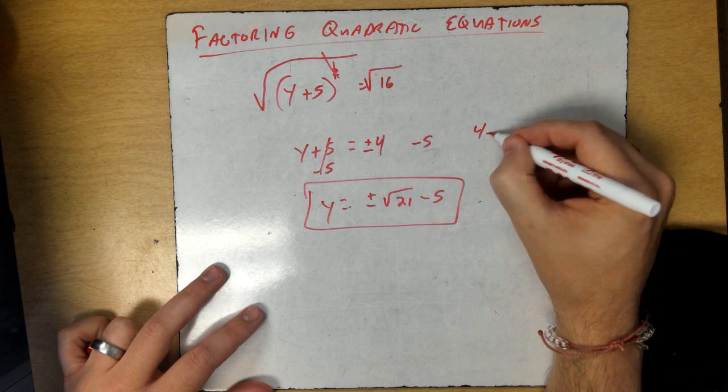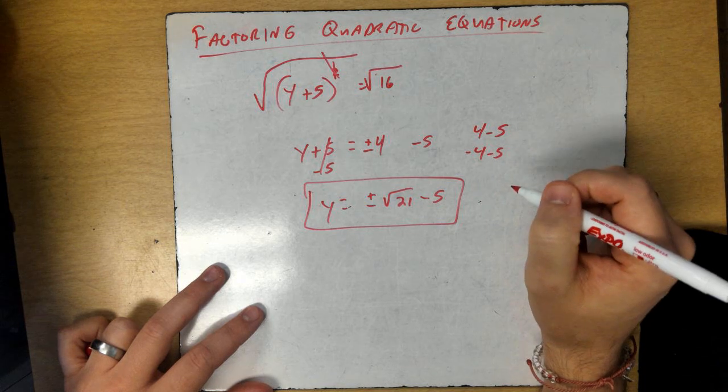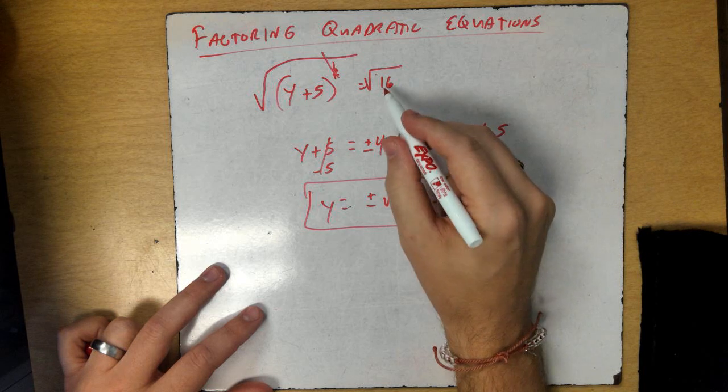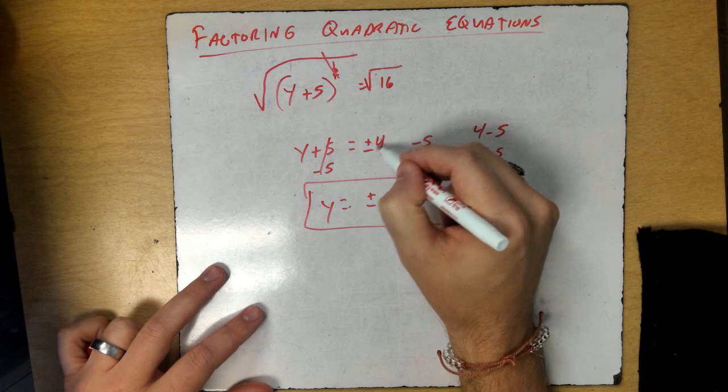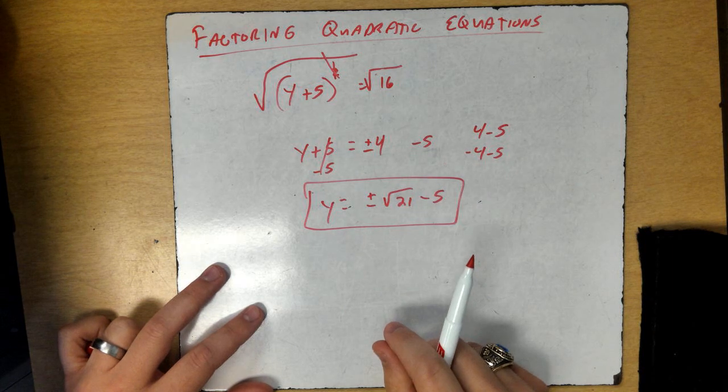You have to do a positive 4 minus 5 and also a negative 4 minus 5, and you could actually get your answers here, okay? So that's how that would work if you had a perfect square, positive, negative of that actual number, and then go ahead and carry it on with the process. All right.